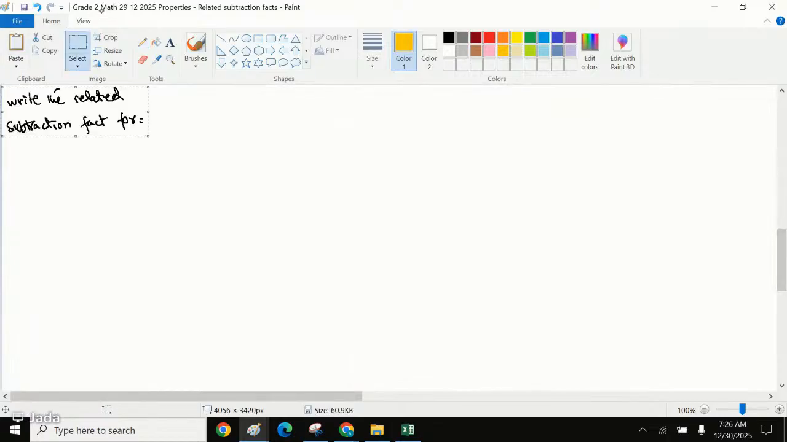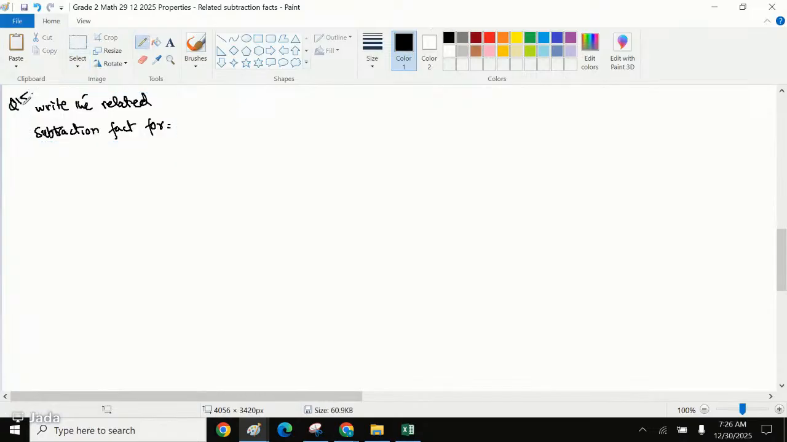Okay, so the next question is our question number 15, and it's on the website. When you click onto the next, it says, write the related subtraction fact for 21 minus 11. So what is 21 minus 11? Can we have the answer for that? 21 minus 11 would be equal to 10, right?